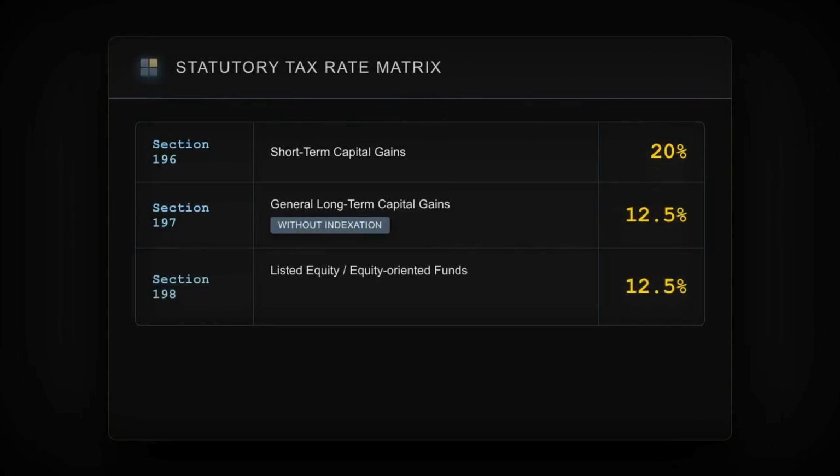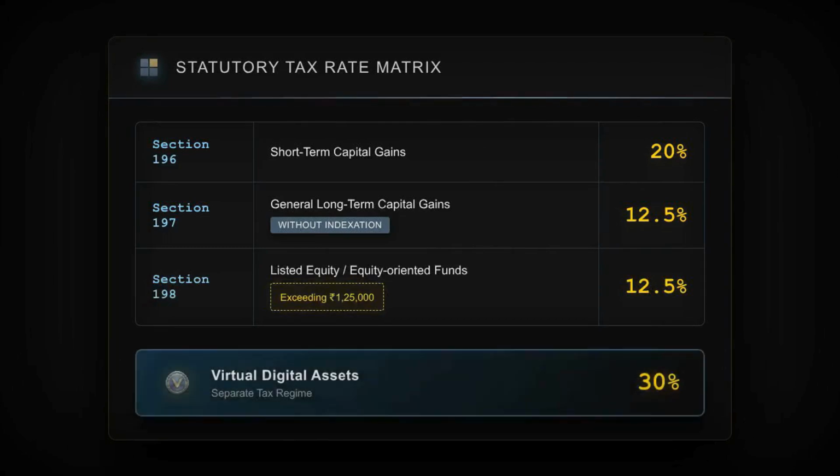Capital gains do not use one standard tax rate. First, short-term capital gains falling under Section 196 are subject to a 20% rate. Next, general long-term capital gains under Section 197 trigger a 12.5% rate. Note the specific rule for Section 197. This 12.5% rate is generally applied without the benefit of indexation.